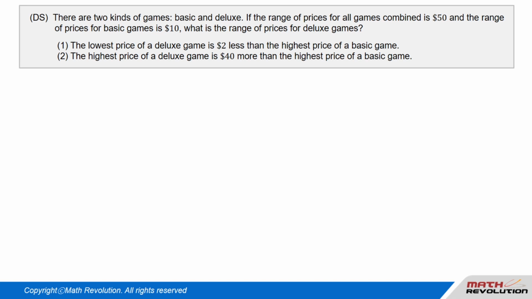Condition 1. The lowest price of a deluxe game is $2 less than the highest price of the basic game. Condition 2. The highest price of the deluxe game is $40 more than the highest price of a basic game.